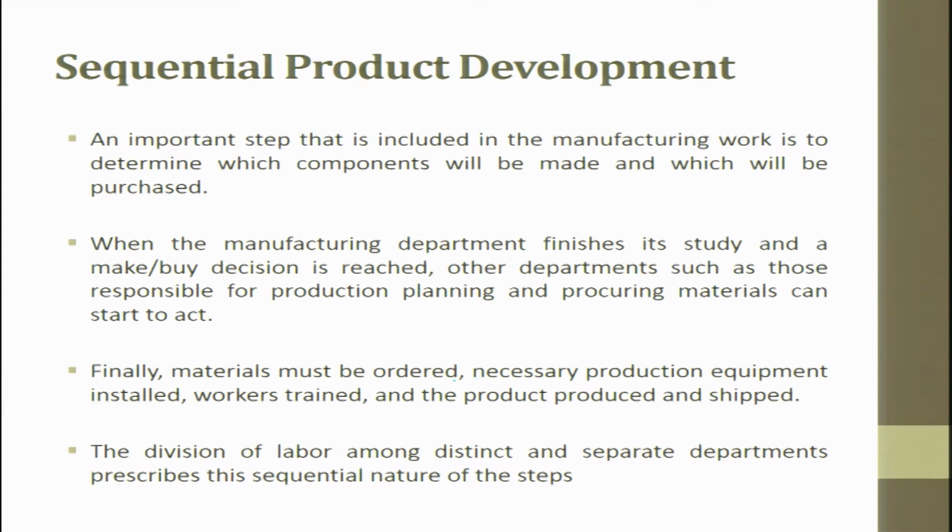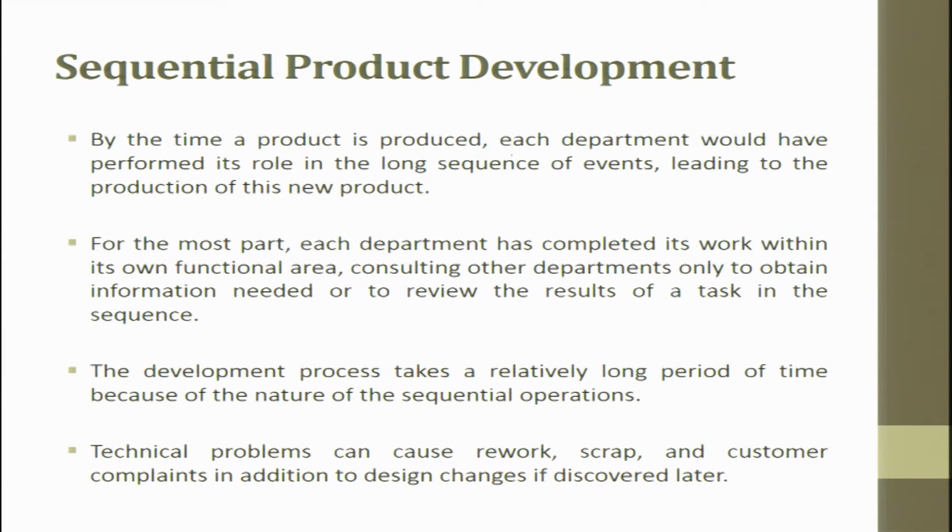Finally, materials must be ordered, necessary production equipment installed, workers trained, and the product produced and shipped. So, all these things are at the last stage once the product is made. The division of labor among distinct and separate departments describes the sequential nature of the steps. By the time a product is produced, each department would have performed its role in a long sequence of events leading to the production of a new product. For the most part, each department has completed its work within its own functional area, consulting other departments only to obtain information needed or to review the results of the task in sequence.